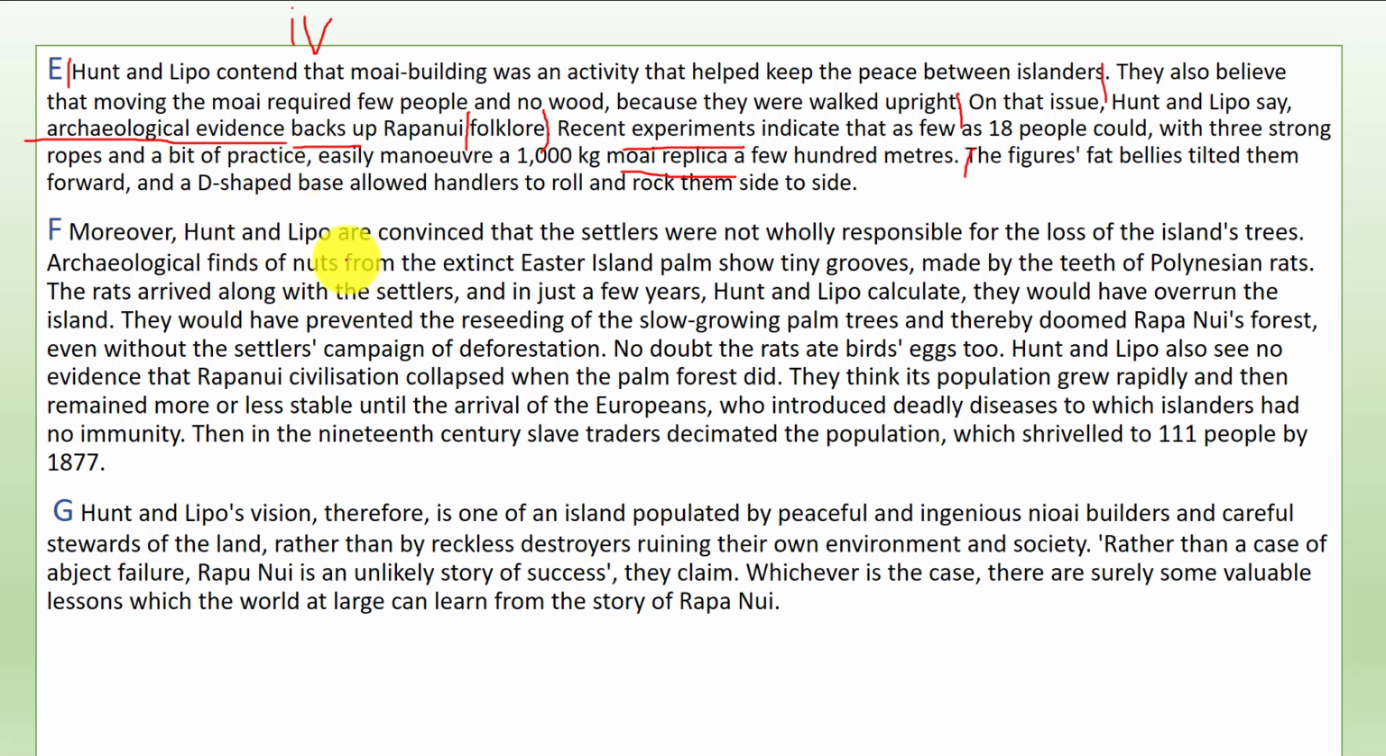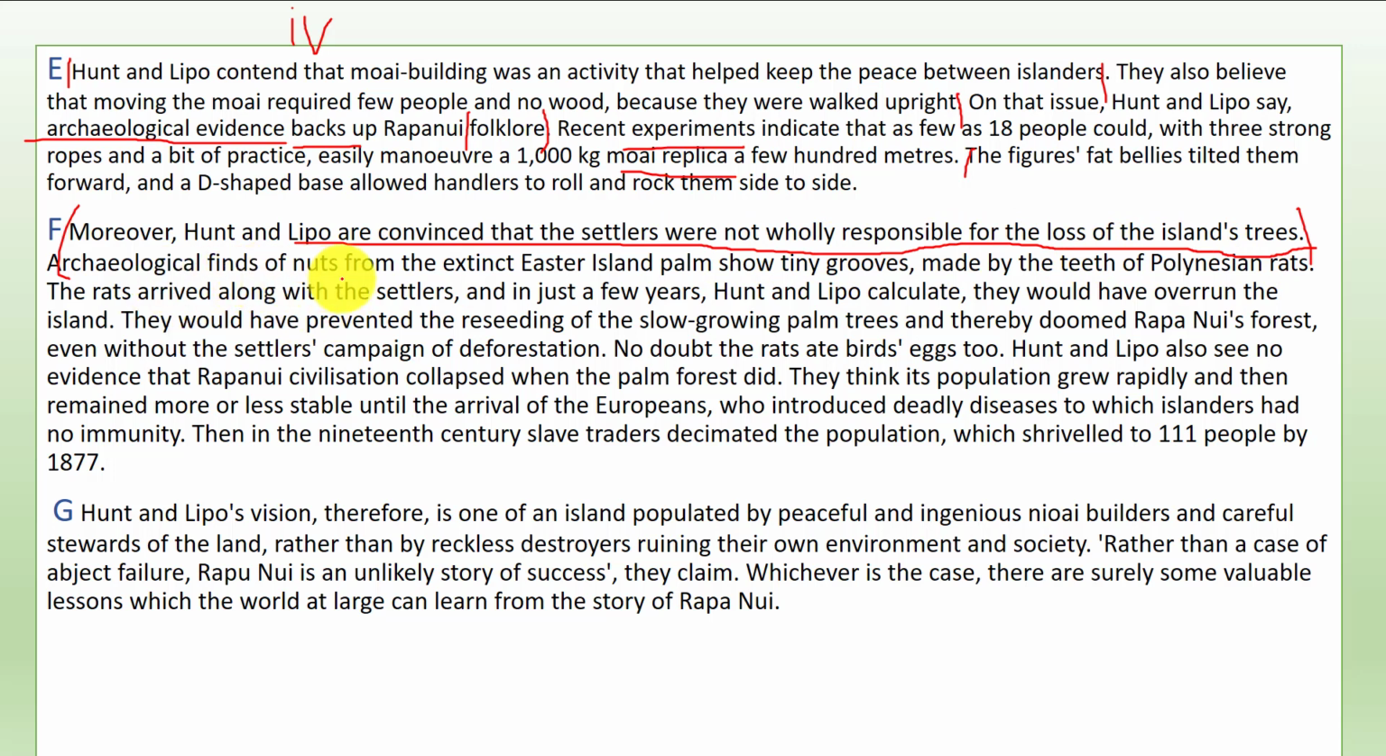And as you see, again we have to read most parts of the paragraph. Moreover, Hunt and Lipo are convinced that the settlers were not wholly responsible for the loss of the island's trees. Finally, we have a topic sentence that can help us to answer this paragraph easily. There is a clear topic sentence. The settlers were not wholly responsible for the loss of the island's trees.